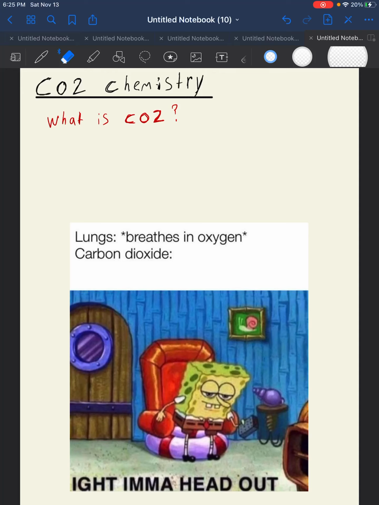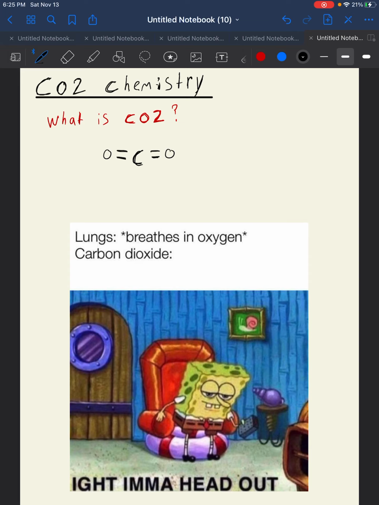So today we're going to be looking over a bunch of extra little reactions you guys should probably know for the exam, and I'm just going to throw these in there. So we're going to start with CO2 chemistry. What is CO2? Well, it's carbon dioxide and it looks like this. This is its Lewis structure.